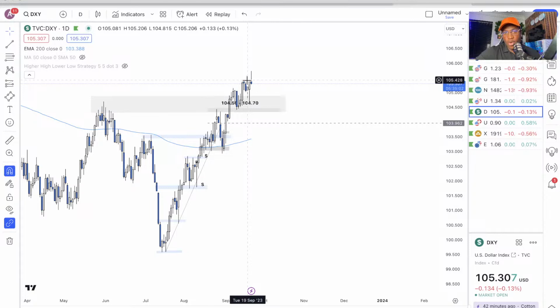So we're going over to the higher time frames to identify and understand market structure. Where is the market headed? Where is the market coming from? What trend are we looking at?